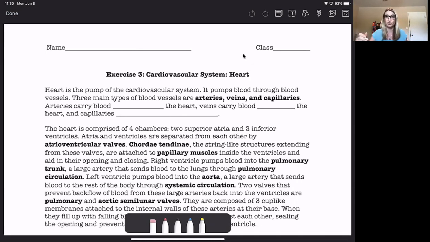Okay, so make sure that you look over those. Make sure you're looking at your histology file also. That is on Documents ICR in your textbook, in your Blackboard. All right, so here is this exercise 3, cardiovascular system and heart.